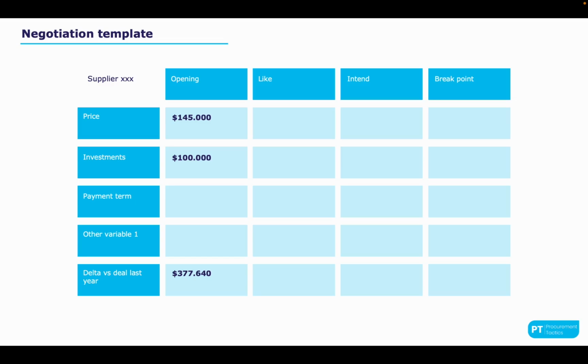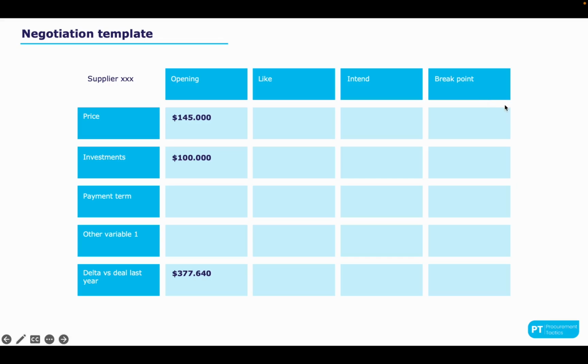delta versus last year. In times of COVID, shortage of raw materials and inflation, it was hard for procurement managers to get positive deal results, but still you want to know, my final deal, how is that compared to my deal last year? So you determine what will be my opening of the negotiation based on all important variables. And here you have the total. What is it that you would like to achieve? And your intent and your breakpoint.